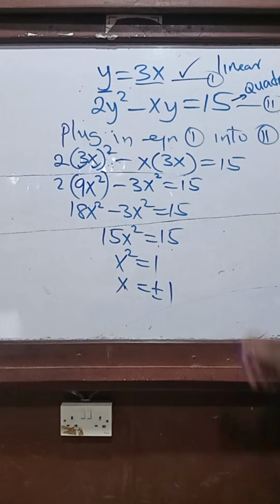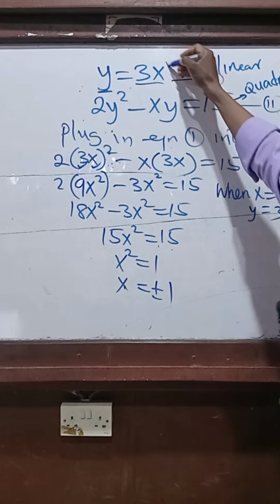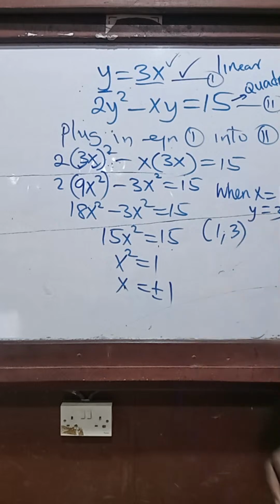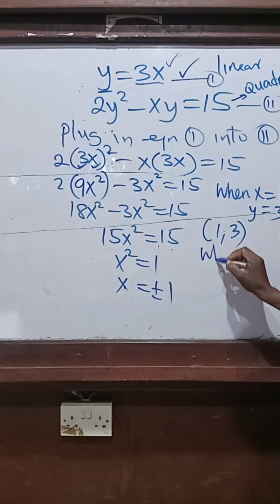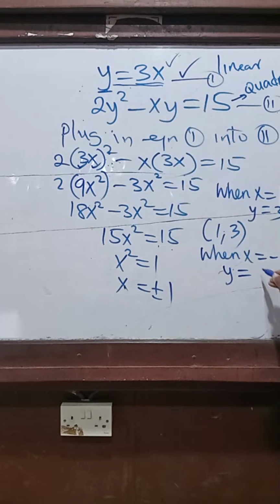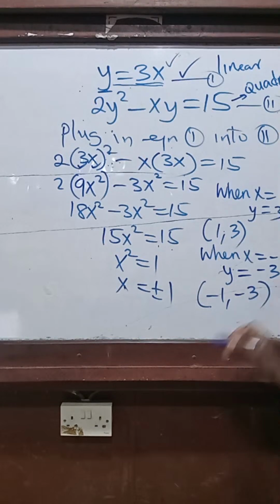So what we are going to do now is, when x is plus 1, y will be what? y will be 3. I'm using the first equation. So the coordinate is 1, 3. The second one, when x is minus 1, use this equation again. y will be what? Minus 3. The coordinate is minus 1, minus 3.